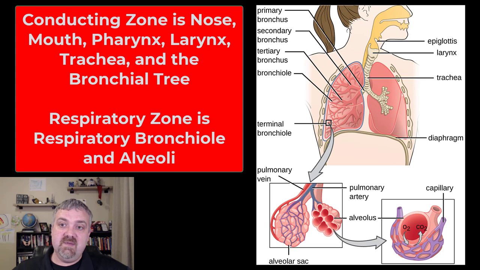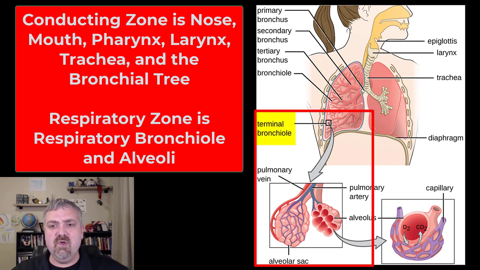So the conducting zone is going to be all the way from your nose and your mouth, all the way down to what you see there, what are called the terminal bronchioles. So the terminal bronchioles are the beginning of the actual respiratory zone. This is the terminal bronchioles going into the alveolus, the gas exchange surface of the lungs. That's where we actually trade oxygen and carbon dioxide. So the conducting zone is going to be nose, mouth, pharynx, larynx, trachea, all the way down the bronchial tree, until you reach those terminal bronchioles. That's when it switches to the respiratory zone and is actually trading oxygen for carbon dioxide.